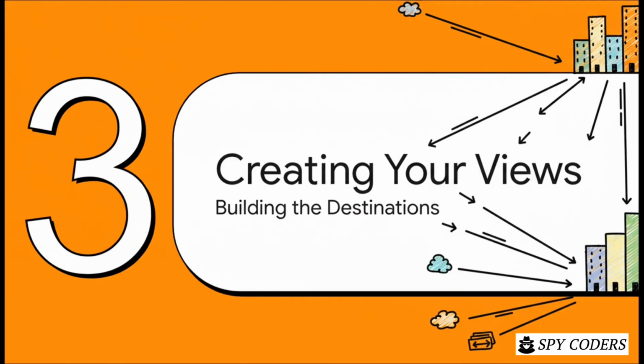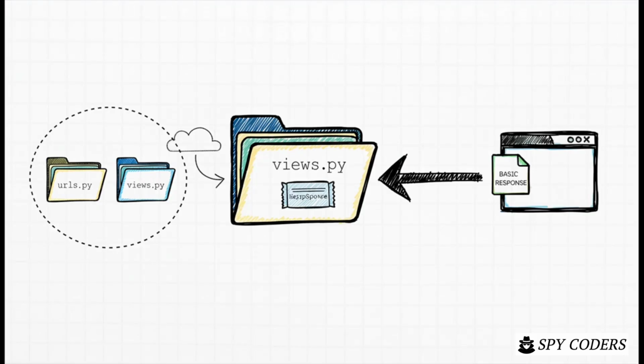Okay, so we've mapped out all of our roads in urls.py. But a road isn't very useful if it doesn't lead anywhere, right? So now we need to build the destinations, the Python functions that will actually do something when a request comes in. In Django, we call these views. We're going to go ahead and create a new file called views.py, right next to our urls.py.